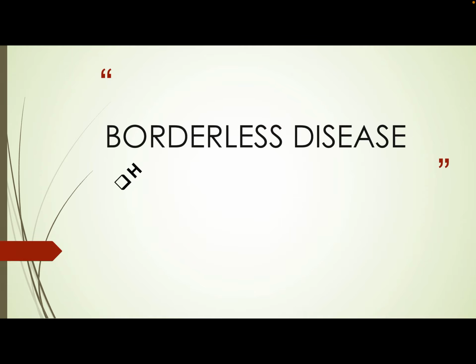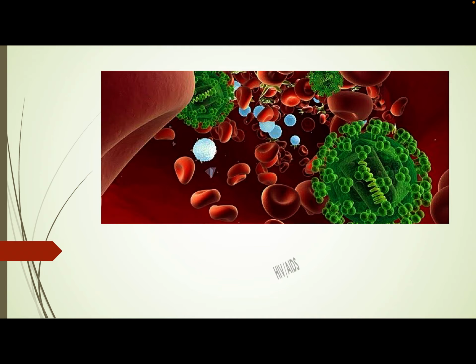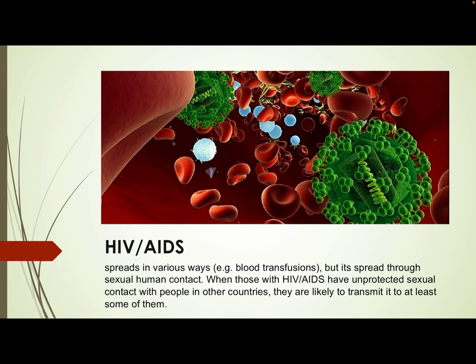Borderless diseases. So we have three borderless diseases. These are HIV or AIDS, Ebola virus, and tropical diseases in Europe. HIV or AIDS spreads in various ways. For example, through blood transfusions, but it also spreads through sexual human contact. When those with HIV or AIDS have unprotected sexual contact with people in other countries, they are likely to transmit it, or at least some of them.